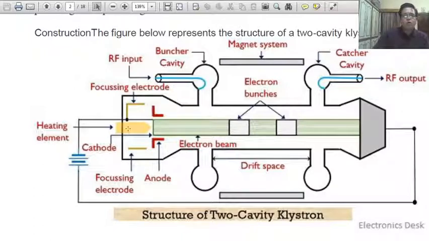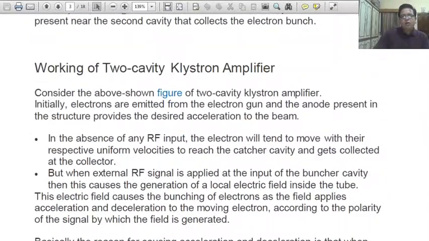Heating cathode, focusing electrodes, anode. There are two cavities, the buncher cavity and the catcher cavity, and a magnetic system for focusing, electron bunching, drift space, RF output, and this is the collector. So, in brief, these are the parts. Now, what is the working?